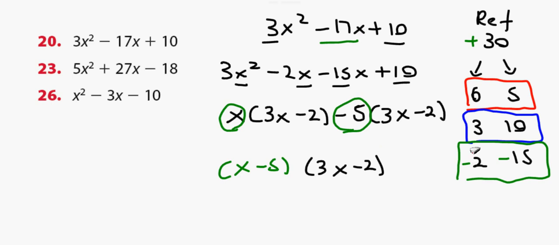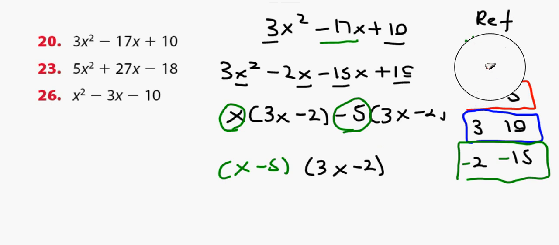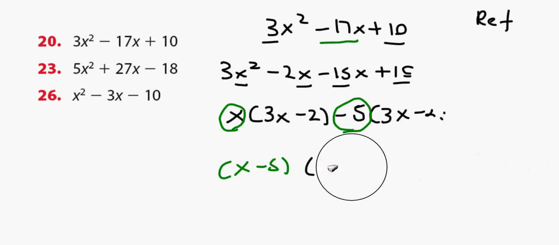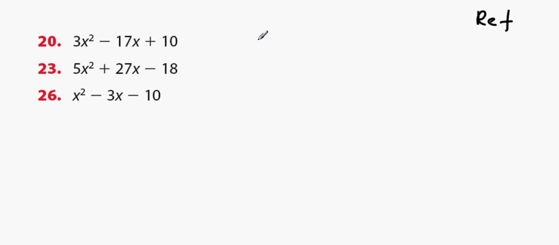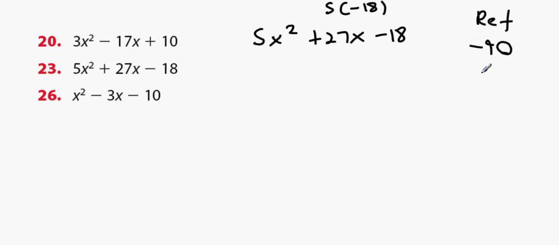Okay, so what we're going to do next is the next question here, which is 5x squared plus 27x minus 18. Now, what we have here is 5x squared plus 27x minus 18. The reference number is 5 multiplied by minus 18. 5 multiplied by minus 18 is going to be minus 90. So we have to figure out what factors of minus 90 will work.